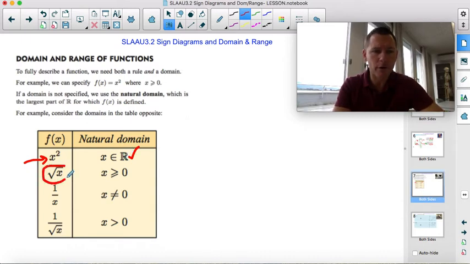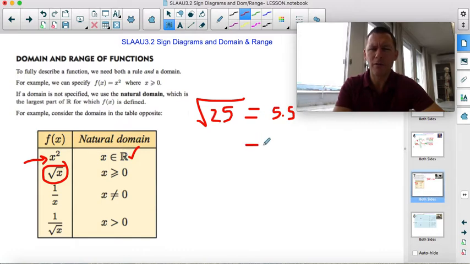That's a problem with square roots though, right? Because you take the square root of 25 and you get 5, because 5 times itself gives you 25. But also -5 times itself gives you 25. So the square root of 25 is both plus and minus 5.